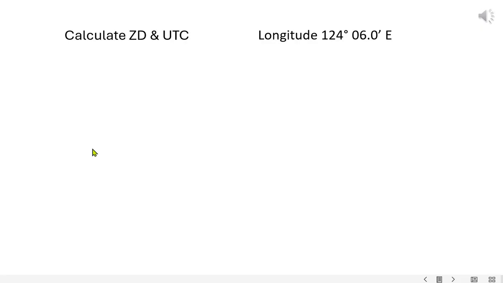Let's solve this example to determine the zone description, or ZD, and the corresponding Coordinated Universal Time, or UTC. We are given a longitude of 124 degrees 6.0 minutes east and a local mean time, or LMT, of 10 hours, 20 minutes, and 0 seconds on July 8, 2026. Our first step is to calculate the zone description.